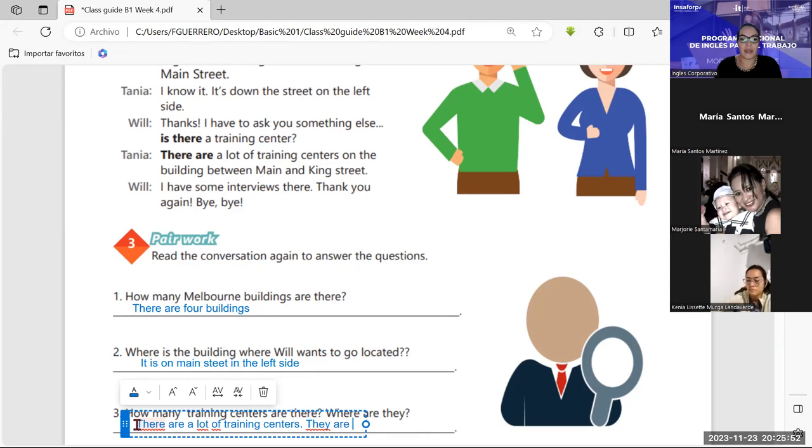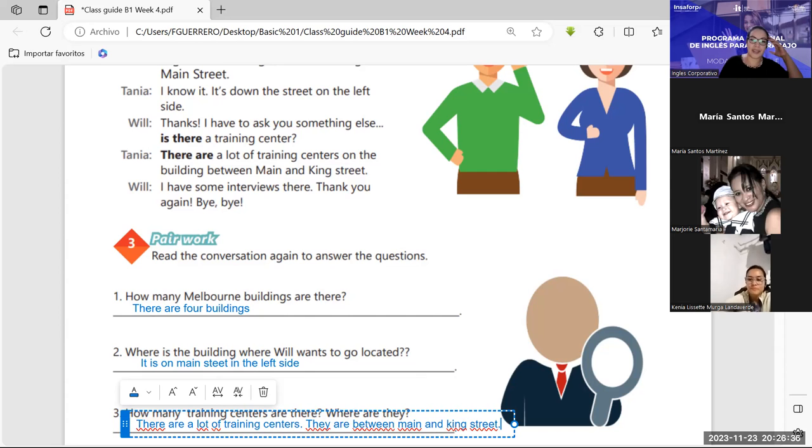¿Cómo se pronuncia Kane? Between Main and King. King. Mm-hmm. King, what do you mean King? Es el nombre de la calle. King Street. Y si buscamos el significado de King, es rey. Rey es King. Y reina, Queen. En esta clase es el nombre de la calle. La calle del rey.